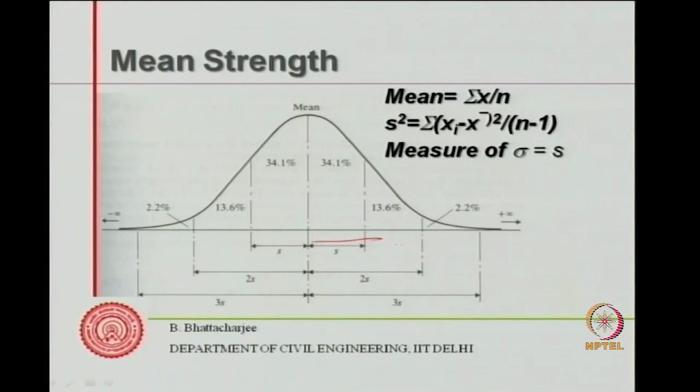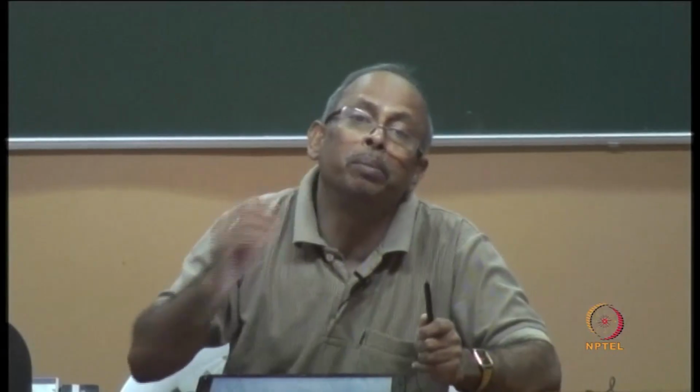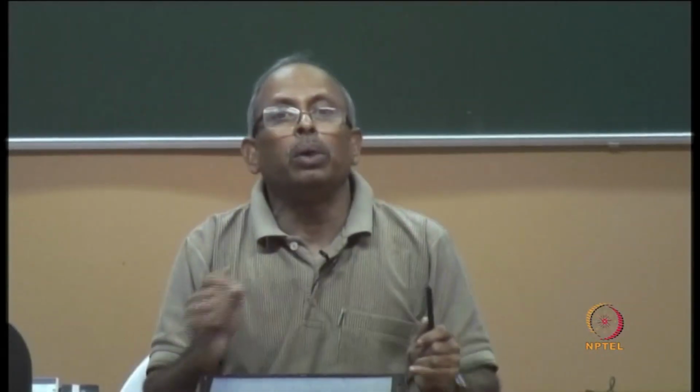then 50% of the curve is on this side, 50% of the curve is on this side. In other words, 50% of the results will be above this mean, which is the average, and 50% of the results will be below the mean. Now we have defined our characteristic strength as that strength which will be exceeded by 95% of the cubes. Therefore, I must define my characteristic strength accordingly. Now, this is what we will do in the next lecture.